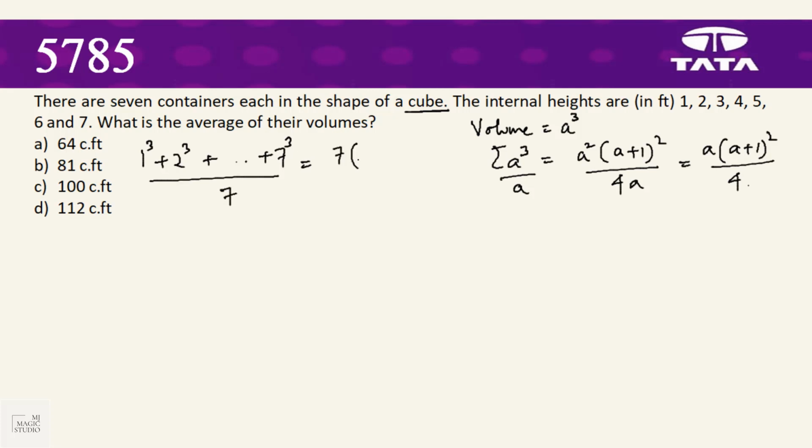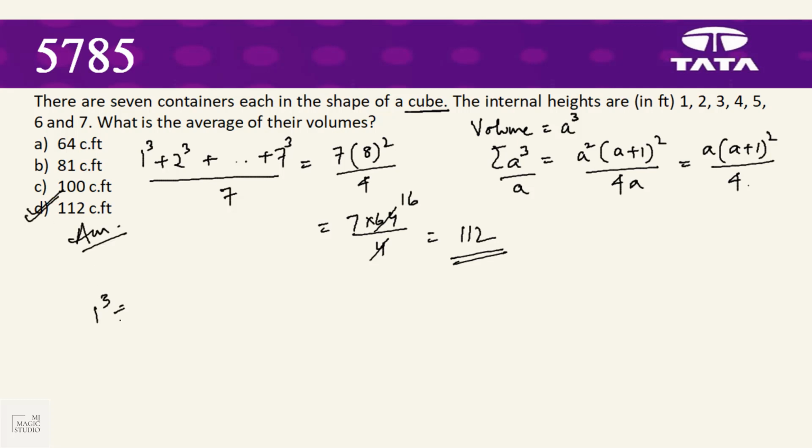So the average of their volume is given by 7 into (7 plus 1, that is 8) whole square by 4. 7 into 64 by 4, that goes 16 times. 7 times 16 is 112. The average of the volume is 112 cubic feet. Option D is the pick. We know that 1 cube plus 2 cube till n cube is given by n square into (n plus 1) whole square by 4. That is what is used here.